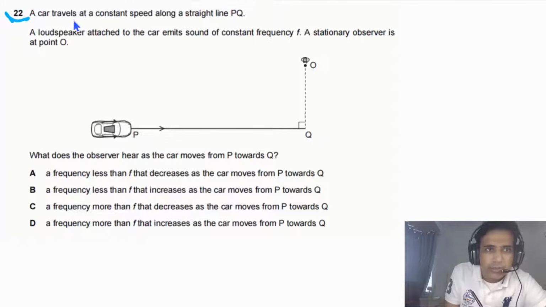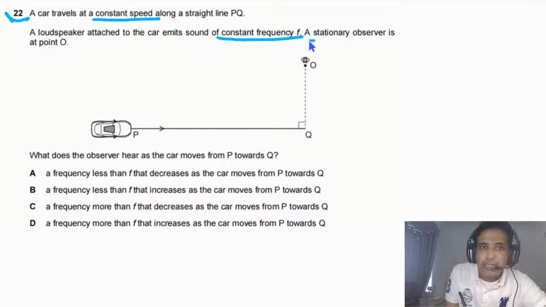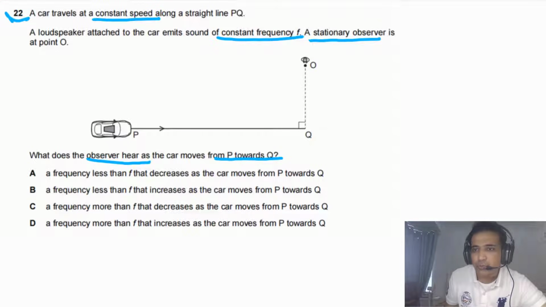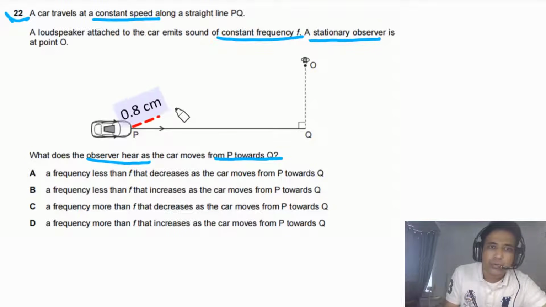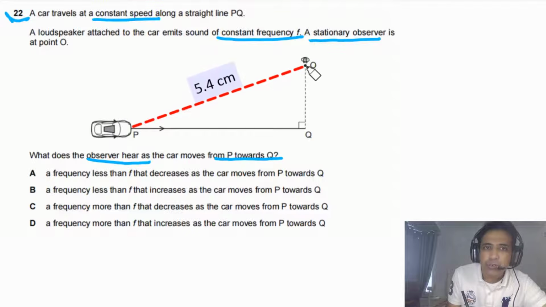Question 22 says a car travels at a constant speed along a straight line PQ. A loudspeaker attached to the car emits sound of constant frequency F. A stationary observer is at point O. What does the observer hear as the car moves from P towards Q? So the first thing in this case, we need to understand the source is approaching the observer.